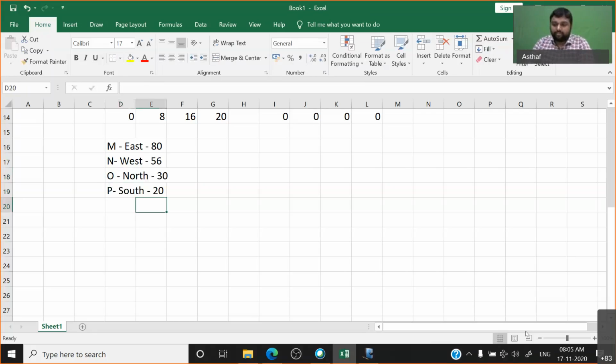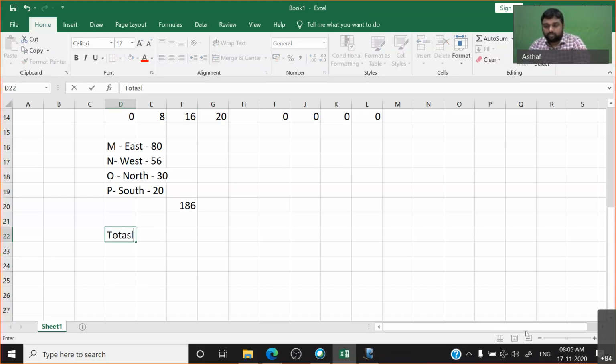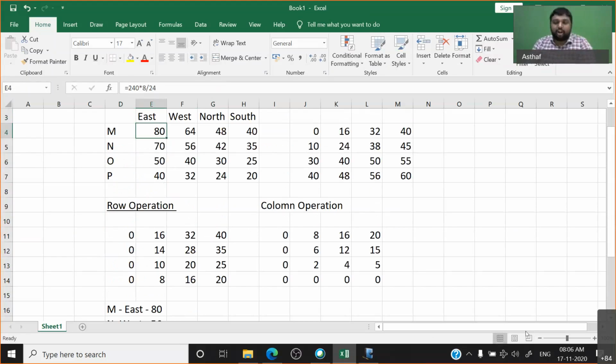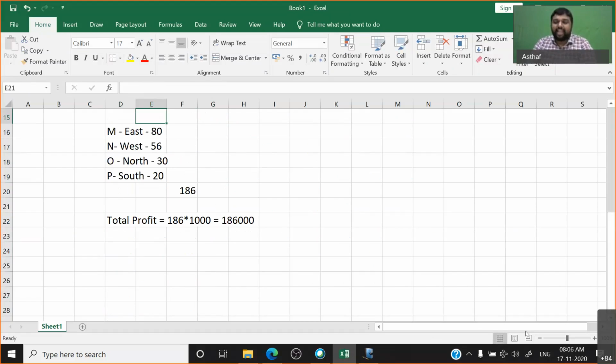So what will the total be? See, look here: 80 plus 56 plus 30 plus 20. See, we have already taken the round. So what will come? The total will be 1 lakh and 86 into 1000. So it will come to 1 lakh and 86. The reason is, for taking all the numbers, we have reduced the numbers. It was 80,000 that we made column-wise for an easy thing. So the answer will be 1 lakh and 86.